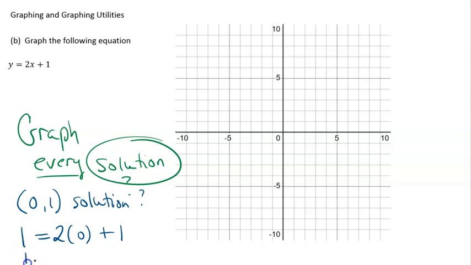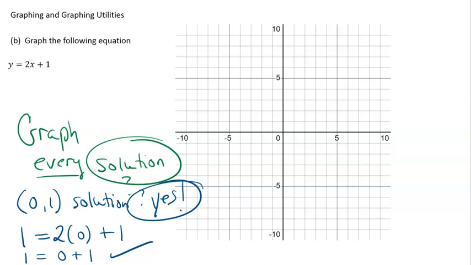So I have 1 on the left. 2 times 0 is 0 plus 1. Well, we know 0 plus 1 is 1. 1 equals 1. Yes, that's a true statement, right? So that means that yes, 0, 1 is a solution to that equation.